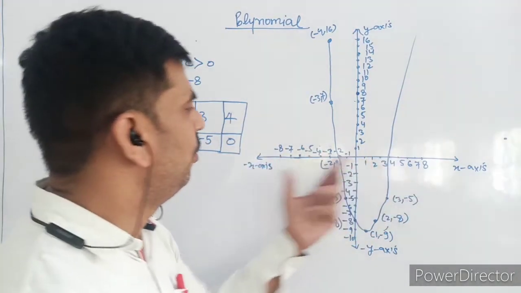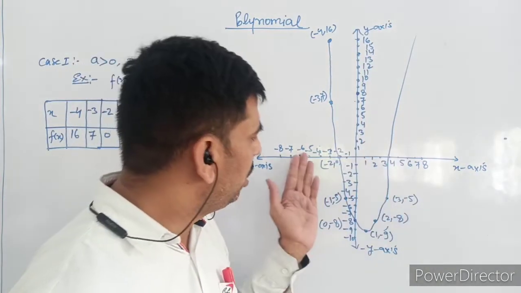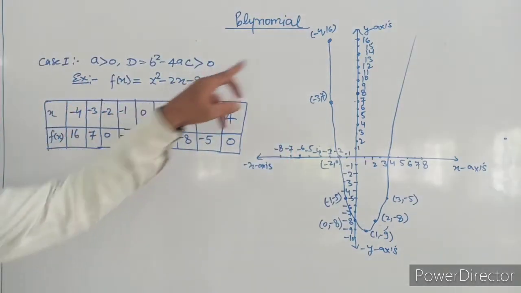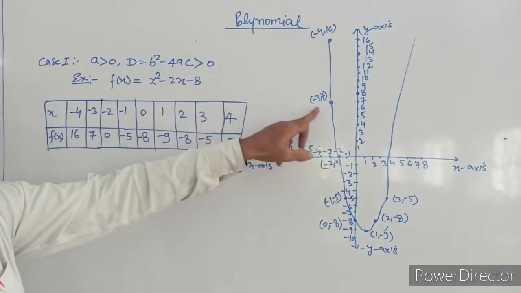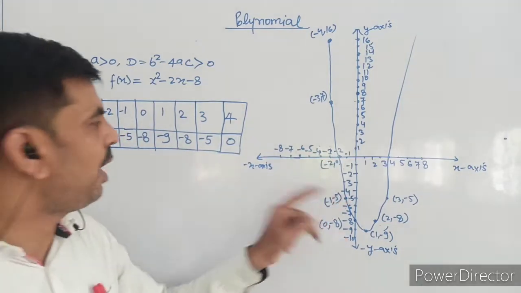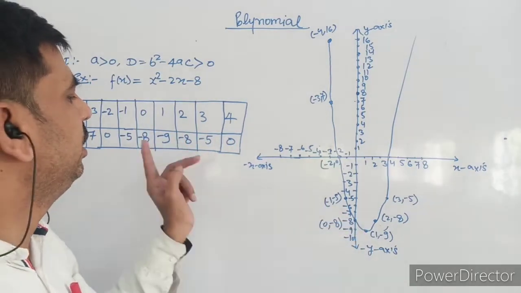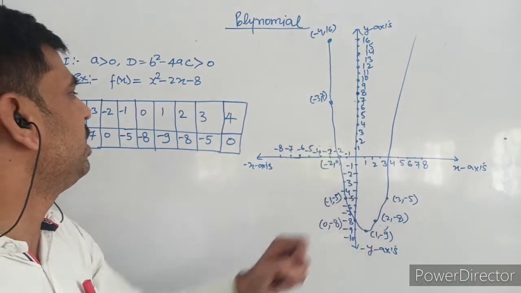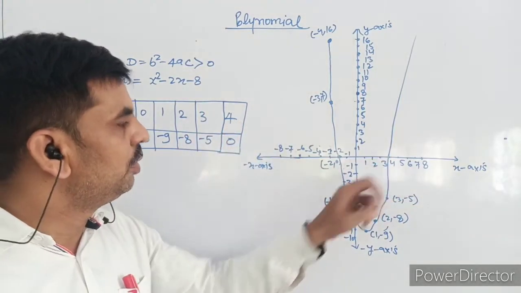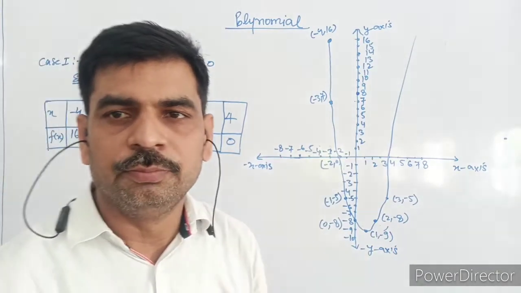Here is the x axis, here the y axis. The points are allotted, and we draw the graph. First point minus 4, 16. Second point minus 3, 7. Minus 2, 0. Minus 1, minus 5. Here 0, minus 8. 1, minus 9. 2, minus 8. 3, minus 5. And 4, 0.